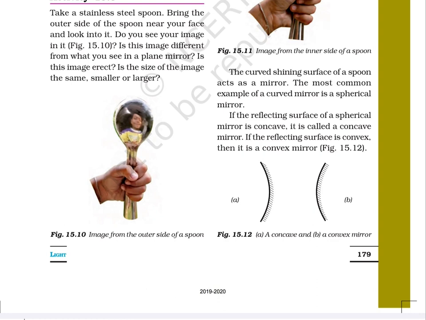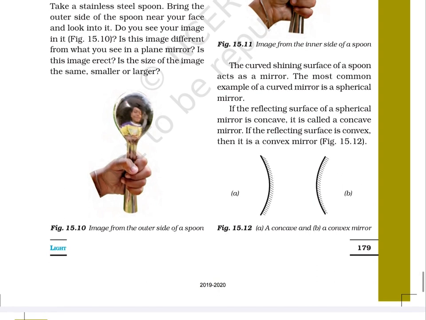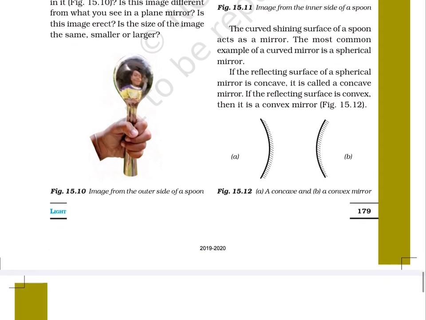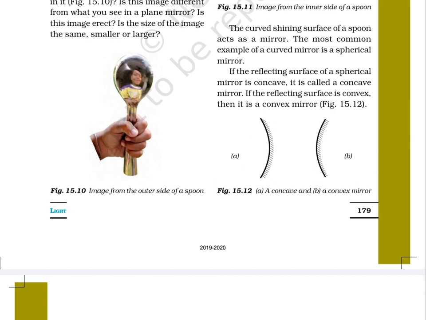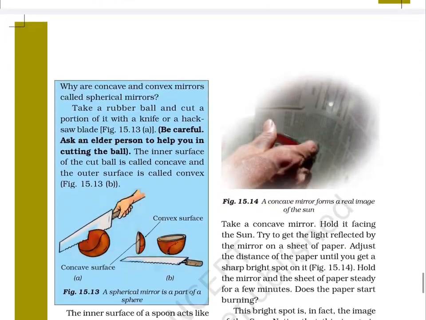The curved, shining surface of a spoon acts as a mirror. The most common example of a curved mirror is a spherical mirror. If the reflecting surface of a spherical mirror is concave, it is called a concave mirror. If the reflecting surface is convex, then it is a convex mirror. You can observe this in figure 15.12. Figure 15.12. A, concave, and B, convex mirror. Page 180.